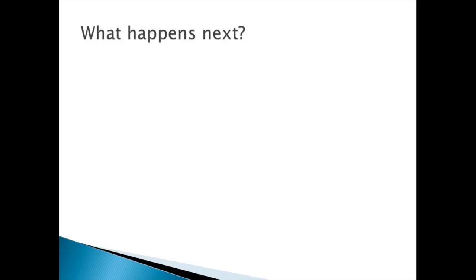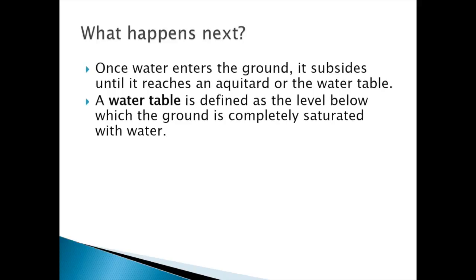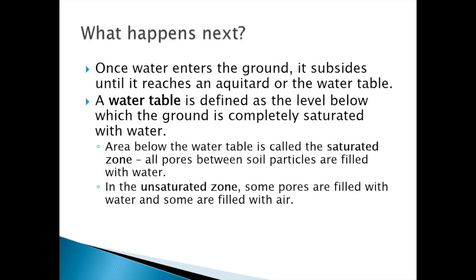What happens once water enters the ground? The water that enters the ground subsides until it reaches an aquitard, or the water table. A water table is defined as the level below which the ground is completely saturated with water. The area below the water table is called the saturated zone, and the area above the water table is the unsaturated zone. In the saturated zone, all pores between the soil particles are filled with water. In the unsaturated zone, pores are filled with water and air.